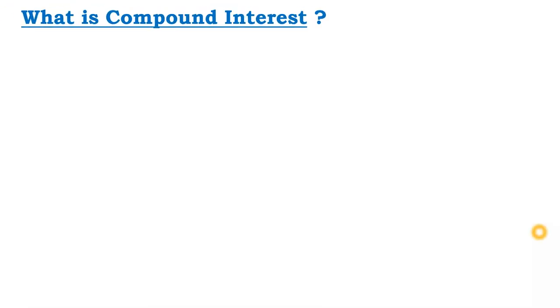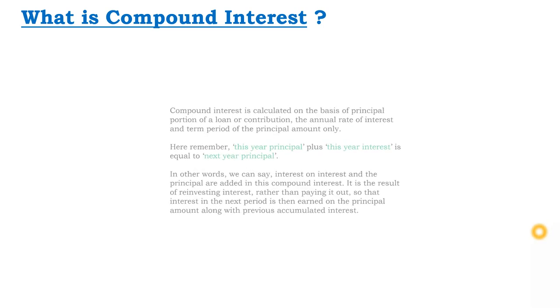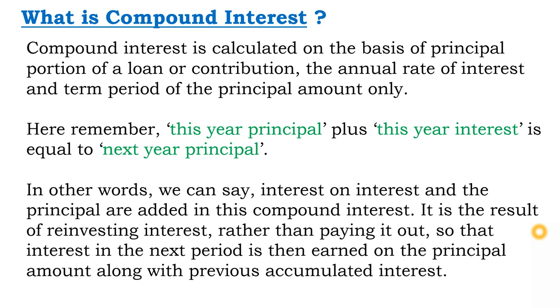So what is compound interest? Compound interest is calculated on the basis of the principal portion of a loan or contribution, the annual rate of interest, and the term period of the principal amount. Here, remember, this year's principal plus this year's interest is equal to next year's principal. In other words, we can say interest on interest and the principal are added in compound interest.